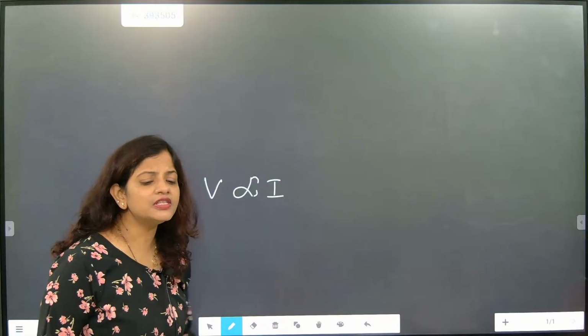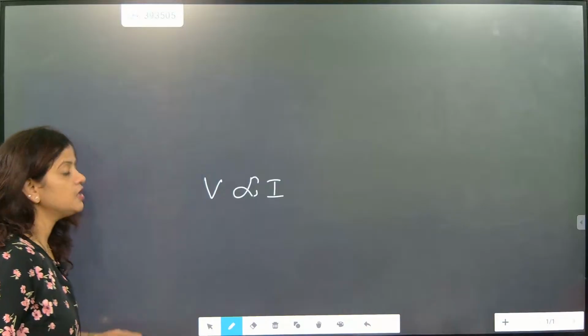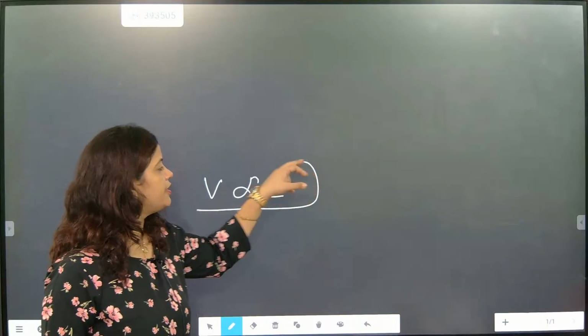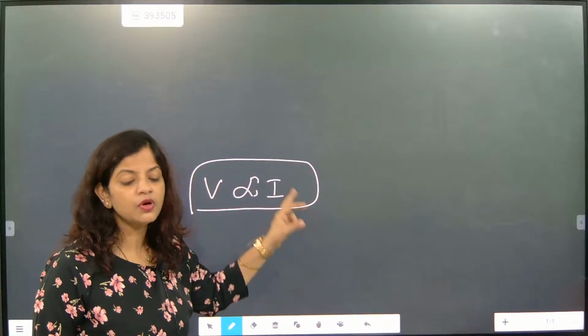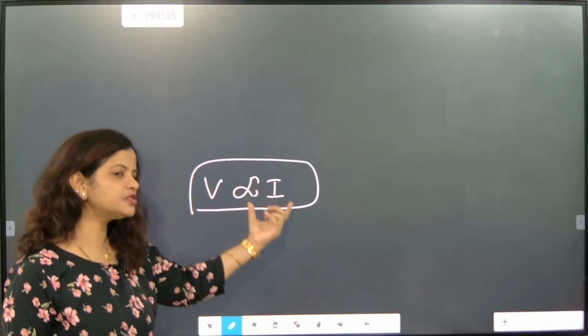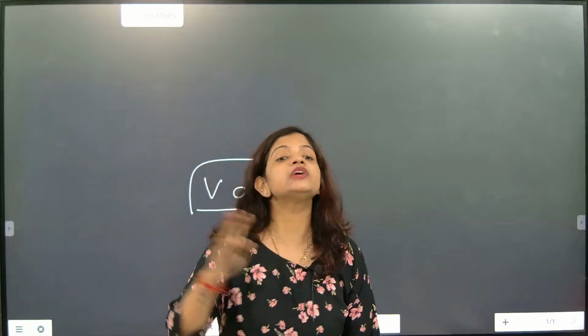Done? So beta, this is called proportionality. So potential difference is directly proportional to current flowing in the circuit. Understood? More potential difference, more current can flow. But how can we make it equal?